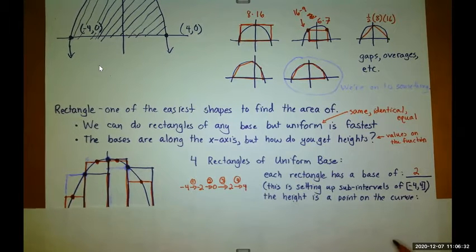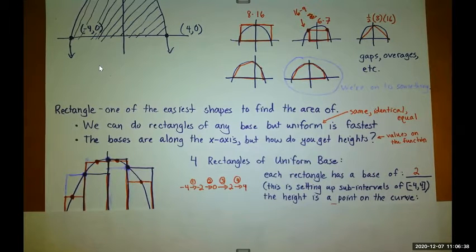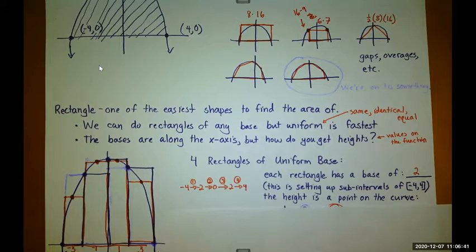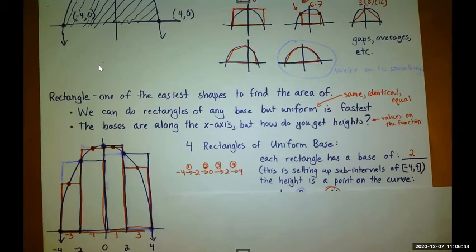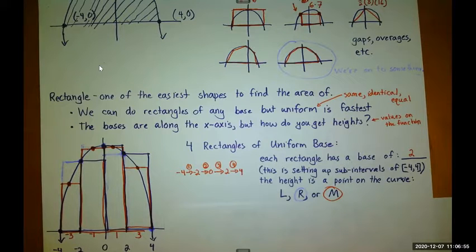Okay. And then the height is going to be a point on the curve. So what do I mean by a point on the curve? Well, take a look at my picture that is super hard to follow. Don't worry, we'll be breaking this down again later. So there are 3 common techniques for drawing the rectangles when we're doing a uniform base or a not uniform base. And the L stands for left, the R stands for right, and the M stands for midpoint.